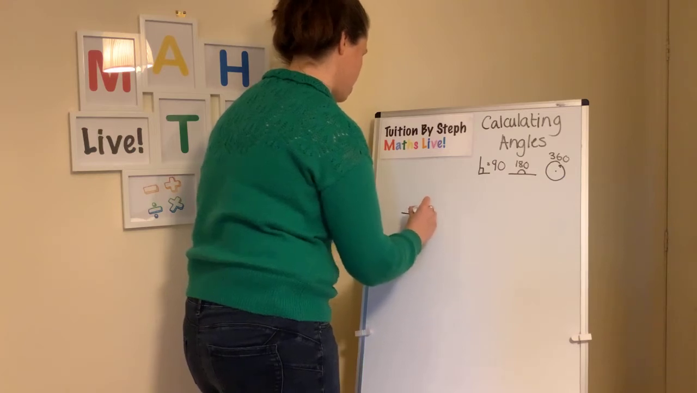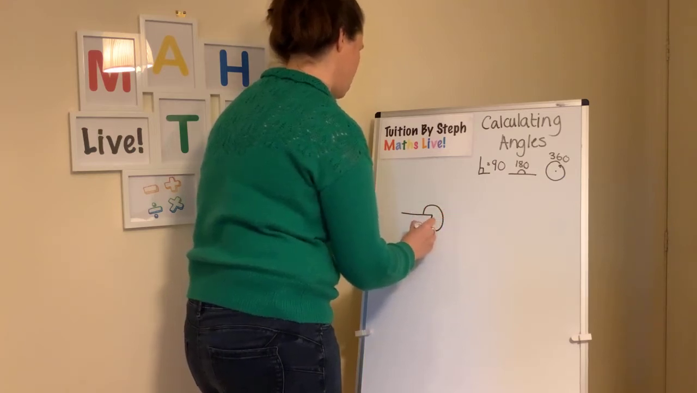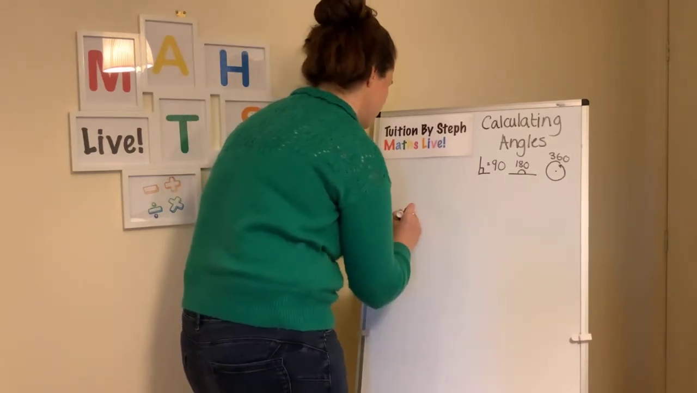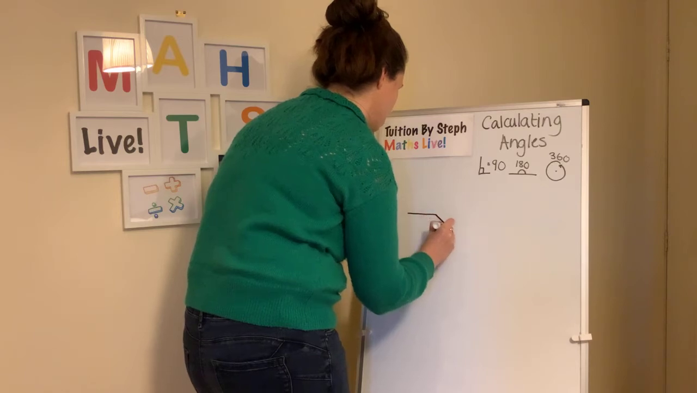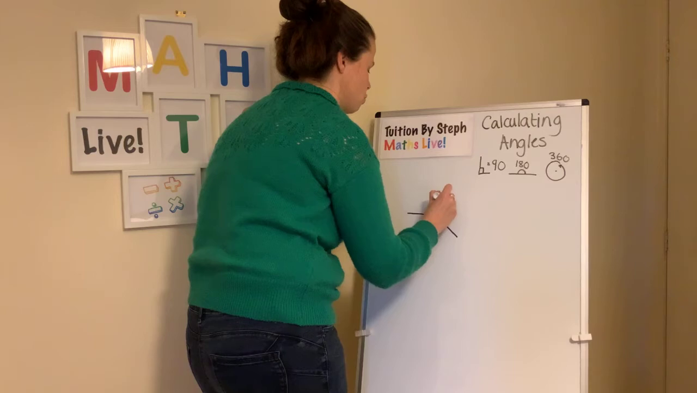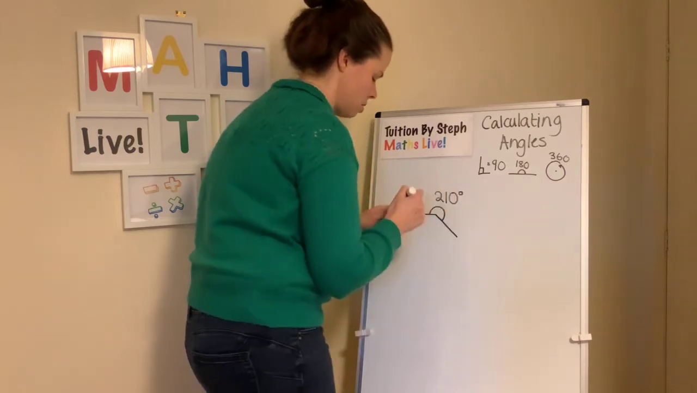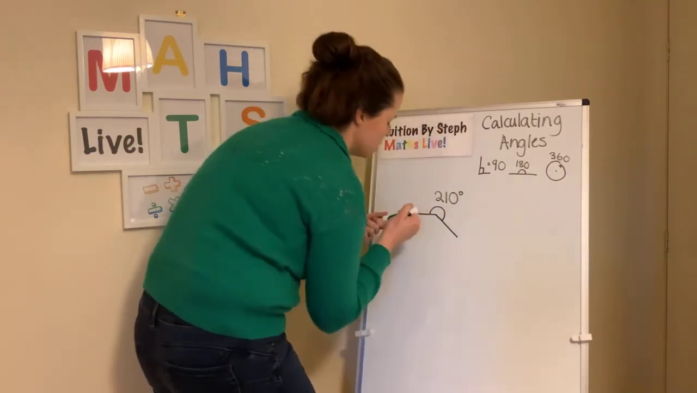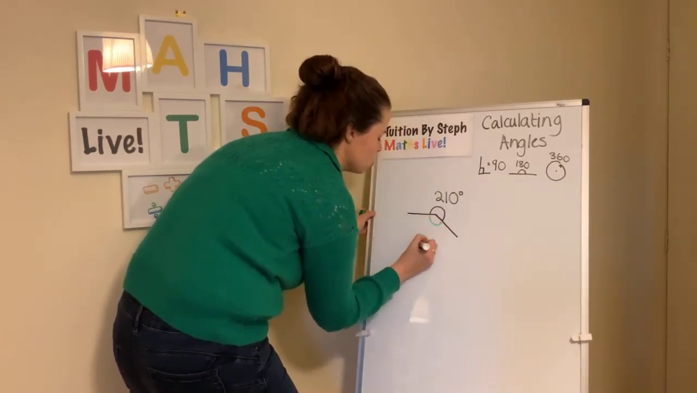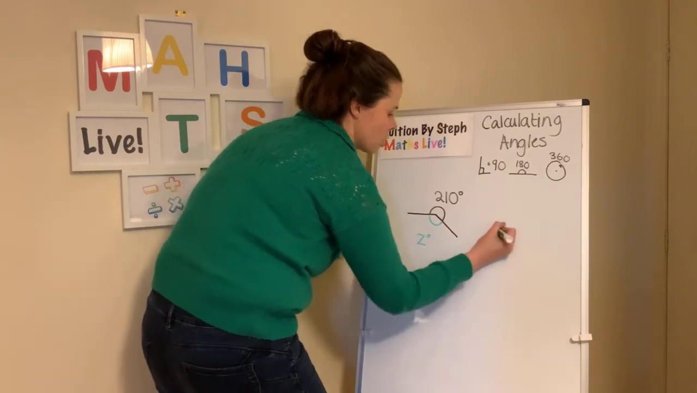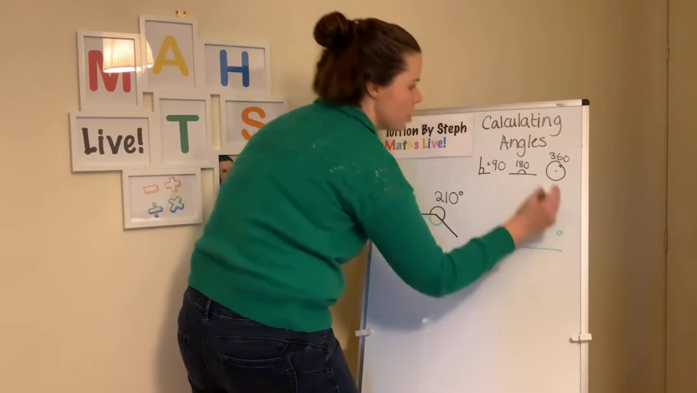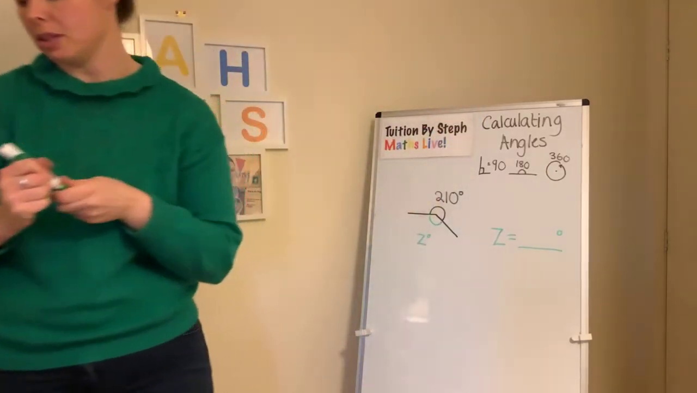I'm going to do a slightly different one. If I told you that this was 210 degrees, what is the size of this angle here? I'm going to call this angle Z. So what is the size of angle Z, knowing that the full thing is 360 degrees?